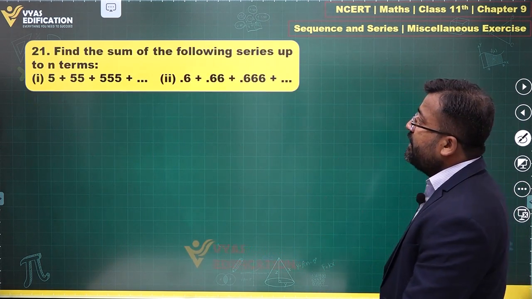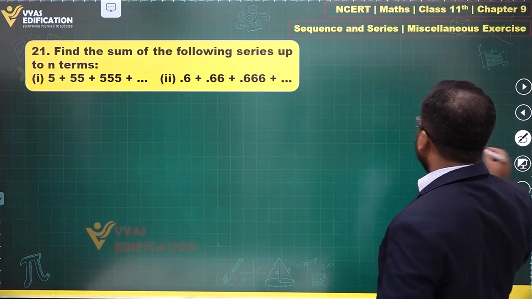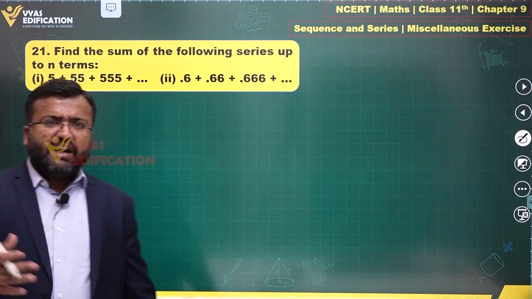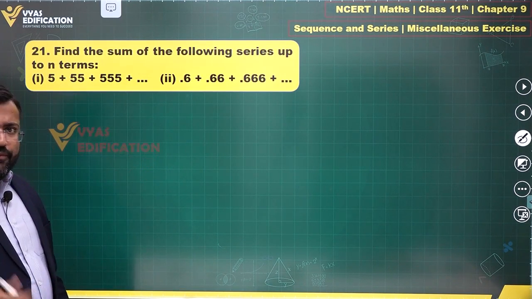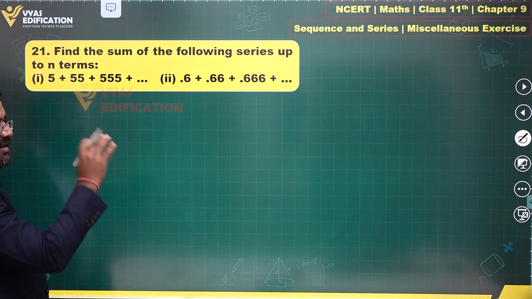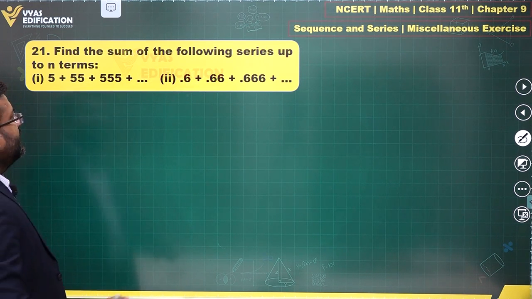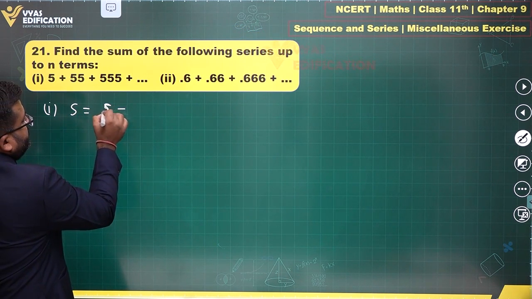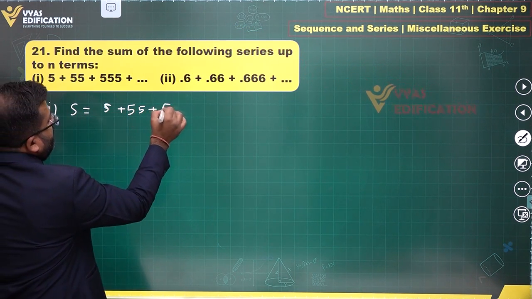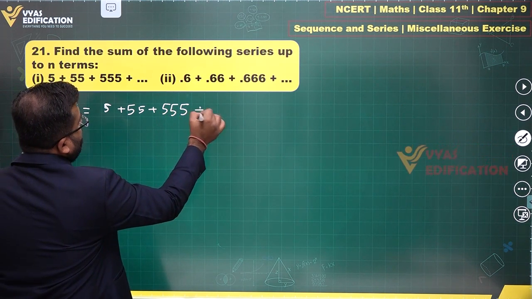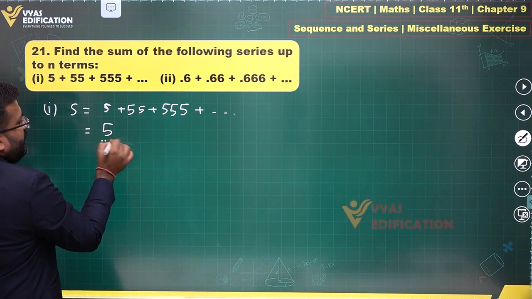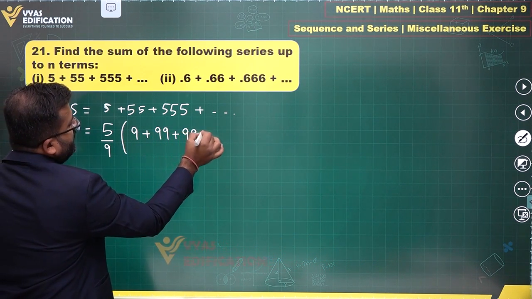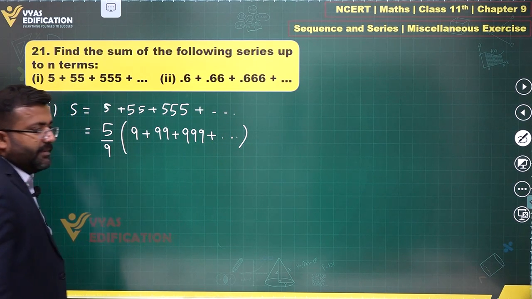Yes? Question number 21 says, find the sum of the following series up to n terms. And we have seen this kind of a series, 8, 88, 888. The idea for solving that kind of series is you take out 8 common, then you multiply and divide with the 9 as well, right? So similarly, in the first part, S is equal to 5 plus 55 plus 555 plus dot dot dot. So I take out a 5 common, I divide with the 9 and I multiply with the 9 to give me this. This is what you will be getting, right?